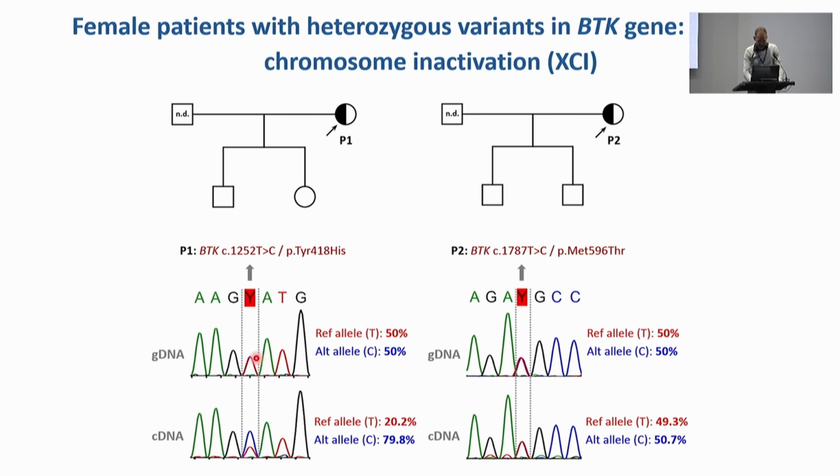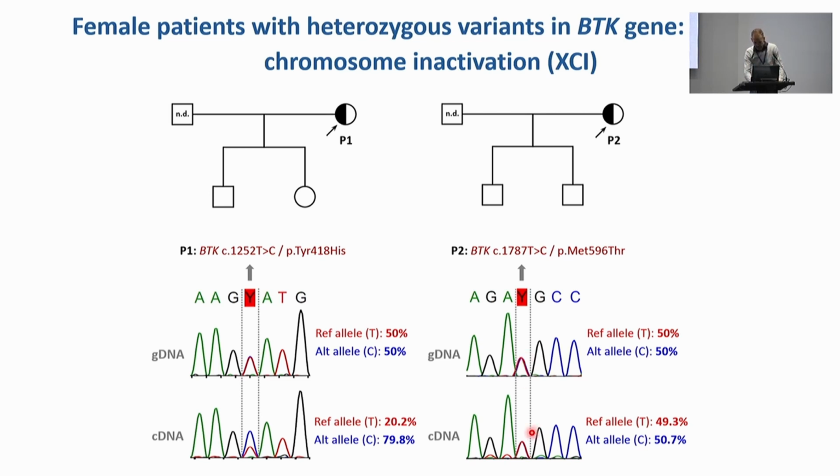So the idea is, you can see here that in the genomic DNA, both patients have this double peak corresponding to the wild type and mutated allele at the same proportion in genomic DNA. And then we analyze the cDNA, and the idea is that if you have a random X chromosome inactivation, in the cDNA, you will see the same contribution of the two alleles.